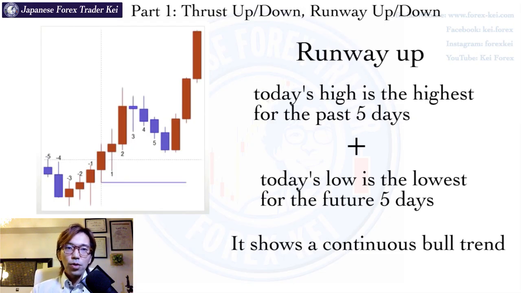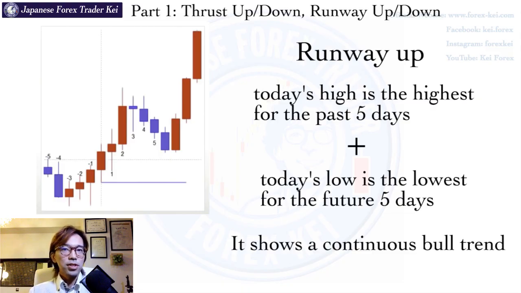Runway Up means when today's high is higher than the past 5 days' high, and also when today's low is lower than the future 5 days. It's called Runway Up. When you listen to this as a sentence, it sounds complicated, but let me explain this visually so that you can understand it better.